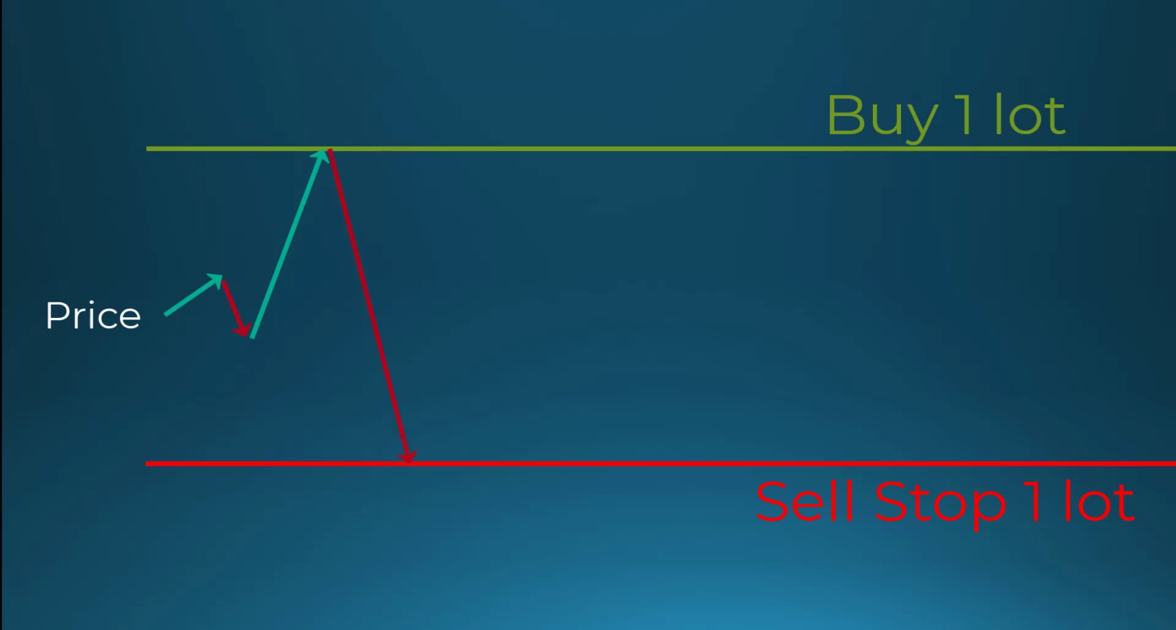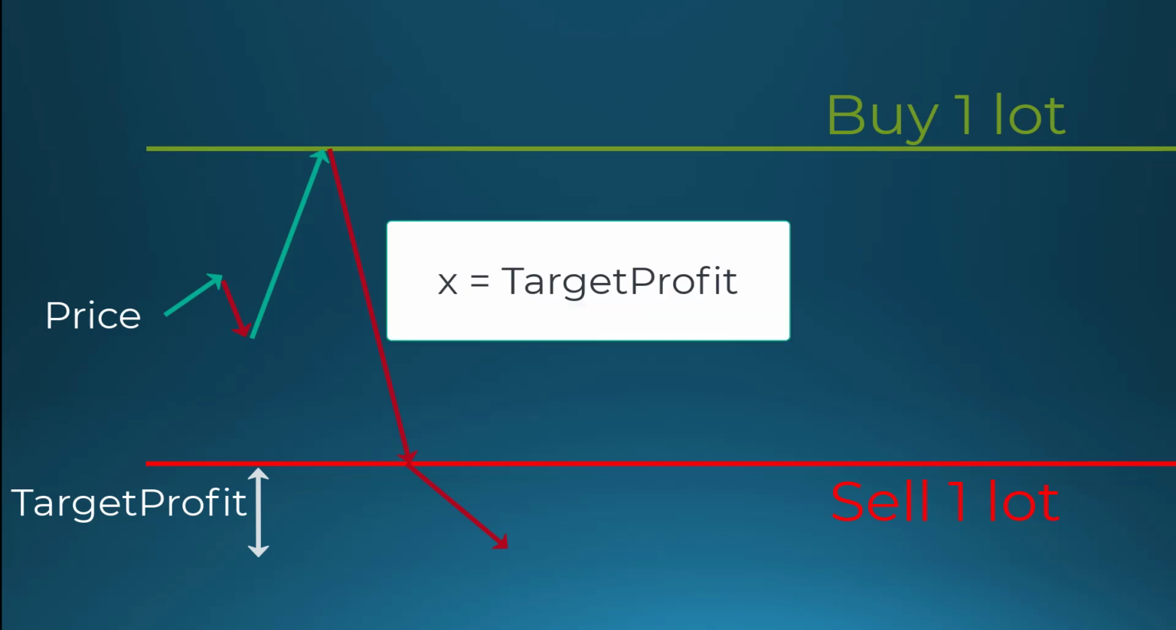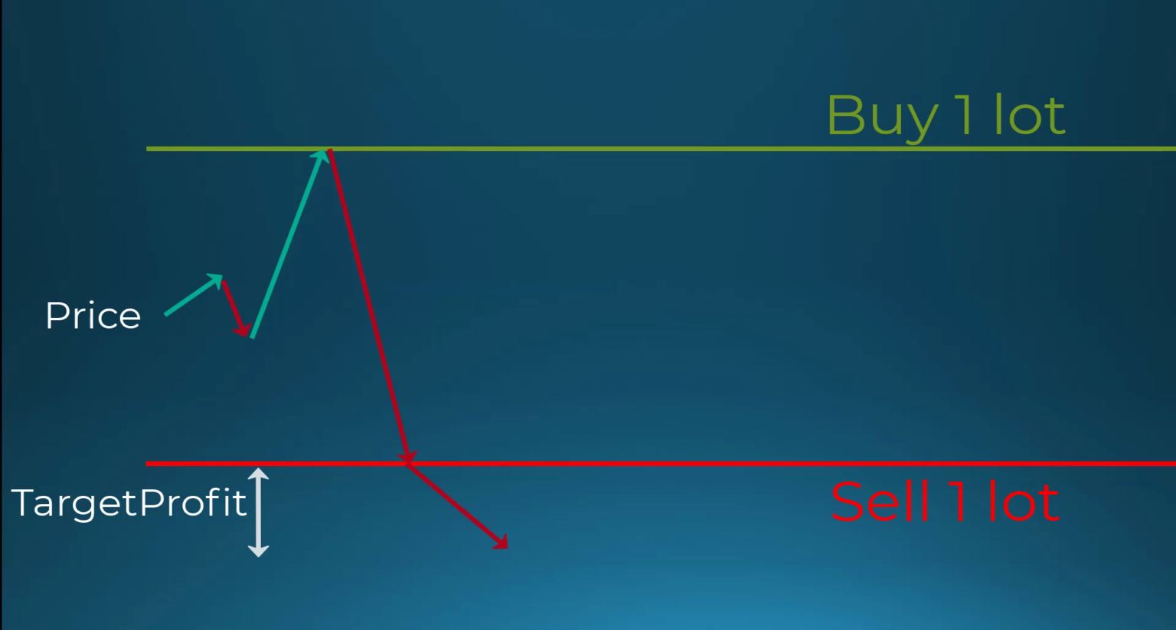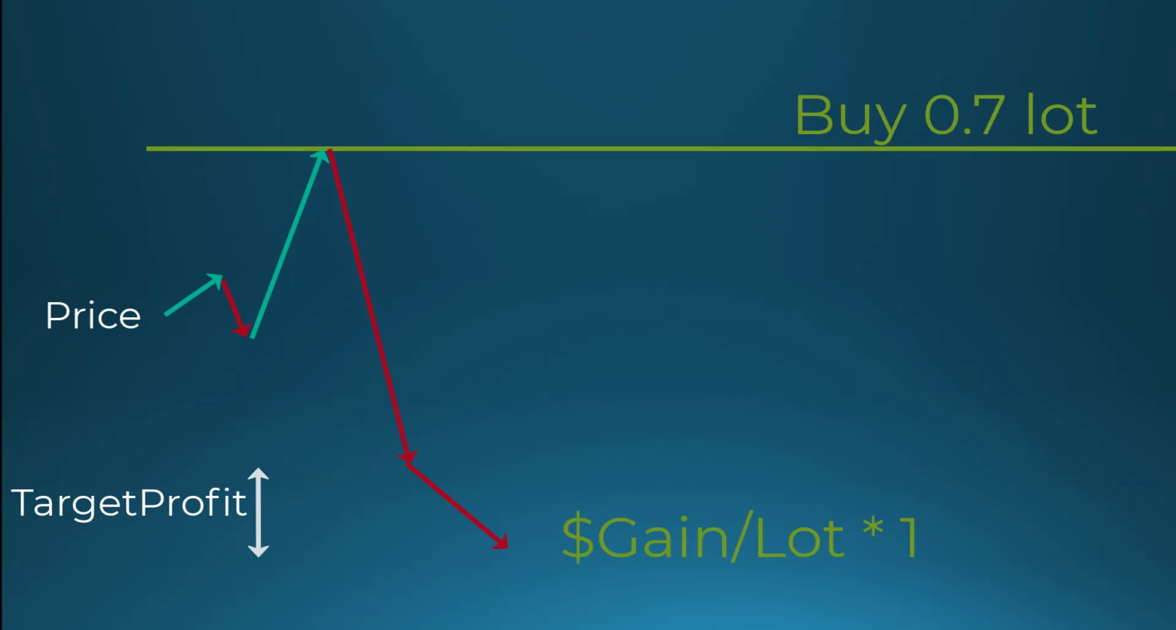If the price bounces between the two orders before moving outside the range, we wait until it reaches a level where one of our trades is in profit by X pips and the other is in a loss. At this point, we close the profitable trade and partially close the losing trade to ensure we make a profit.